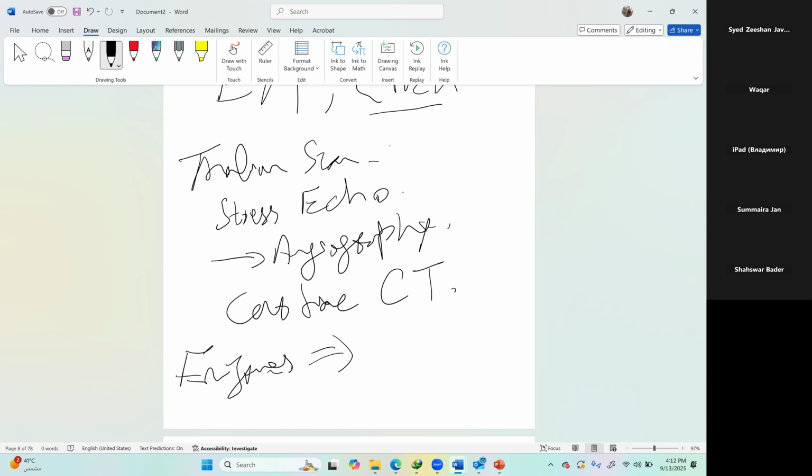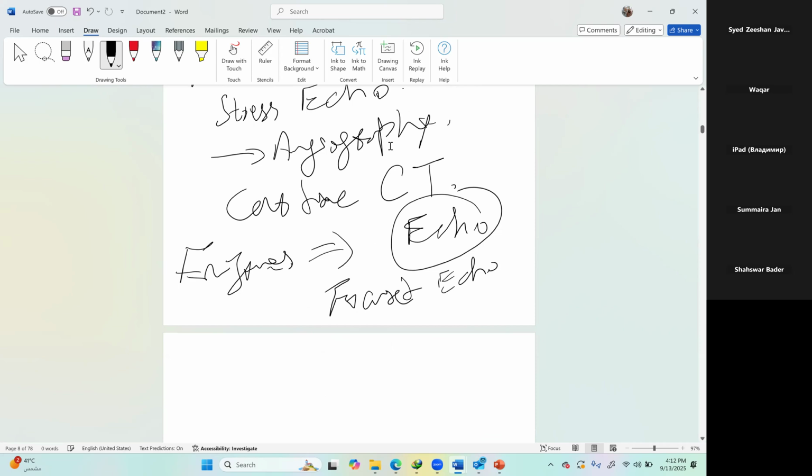Echo has so many points. I will touch on it in detail, but a very important thing is echo, whether it is stress echo, resting echo, transesophageal echo, or focused echo, which is part of POCUS, point of care ultrasound. So this is the future.